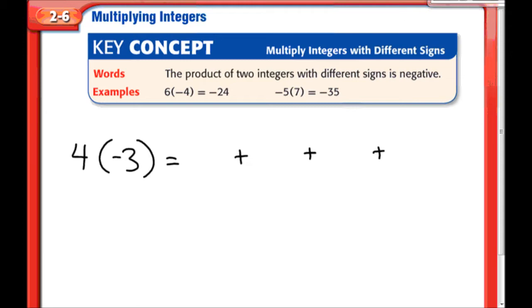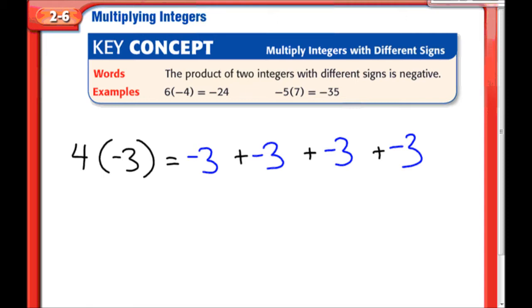Now I created this extra problem, 4 times negative 3. I wanted to show you just why a positive times a negative is negative. I don't know if you know this, but multiplication is simply repeated addition. So really we're adding 4 negative 3's together. That's what 4 times negative 3 means. So I have 1, 2, 3, 4 negative 3's.